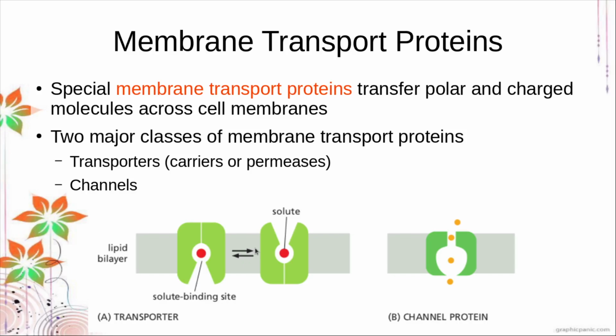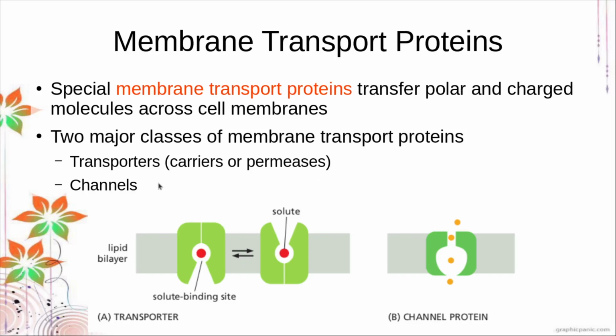For the solutes that cannot pass through the bilayer itself, we have transport proteins that allow them to cross. These are special membrane transport proteins. Their job is usually to transfer polar and charged molecules, because again, they are the ones being repelled by the hydrophobic bilayer. They require special assistance to cross the bilayer.